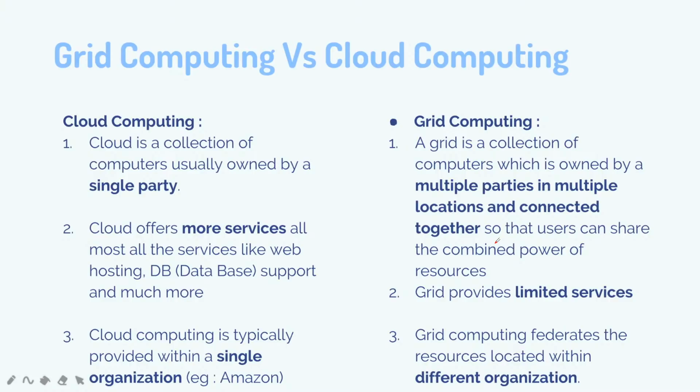Here it's a comparison between single party and multiple parties. Cloud computing is single party oriented; it is maintained by a single party only, but grid computing has multiple parties. Generally, grid computing and blockchain technology are alike, because blockchain is also a decentralized network. Cloud has more service offers, but here it's limited service offers only. And cloud computing is typically provided by a single organization, like we already discussed, right? So Amazon, and it's a different organization.